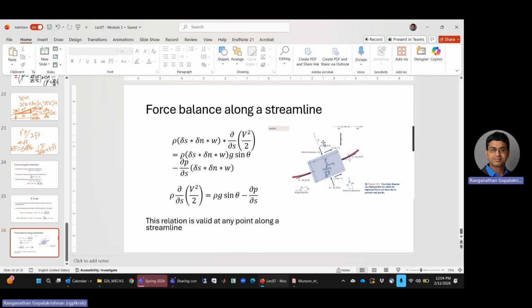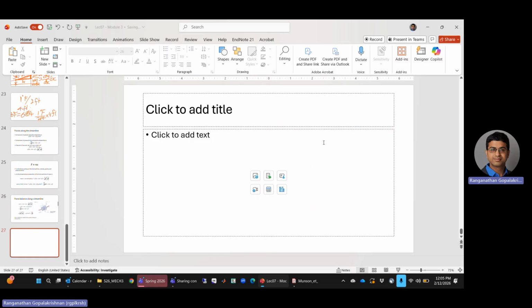What I'm saying is, you have a fluid flow. If you want to do this at a specific point, you write this relation. If you want to apply it for an entire streamline, then we need to integrate this over the entire streamline. Okay, I'll tell you what that means.